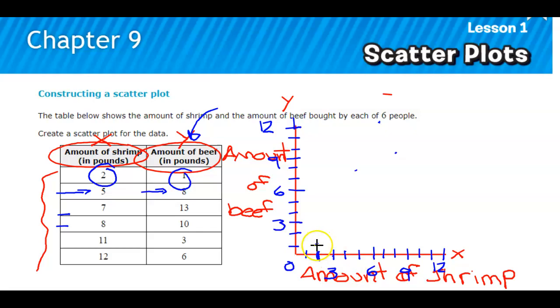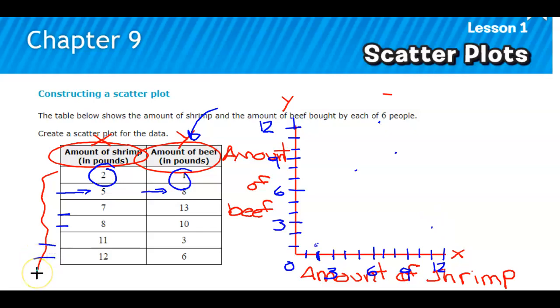And let's see, then we're going to have to do the 11 and the 3. I'm still trying to get that one in good. So we've got 11 and 3, so we'll go over 11 and up 3, over 11 and up 3. That's going to bring us to right about there. And we're going to do one more.